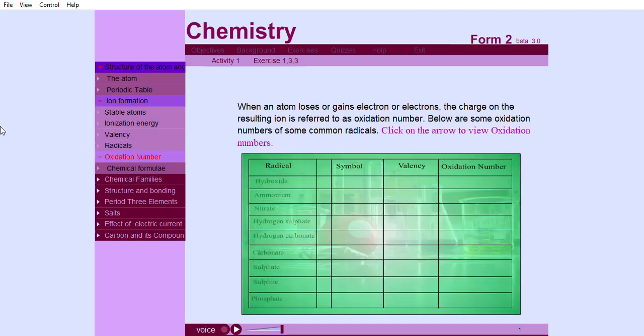When an atom loses or gains electron or electrons, the charge on the resulting ion is referred to as oxidation number. Below are some oxidation numbers of some common radicals. Click on each arrow to view their oxidation numbers.